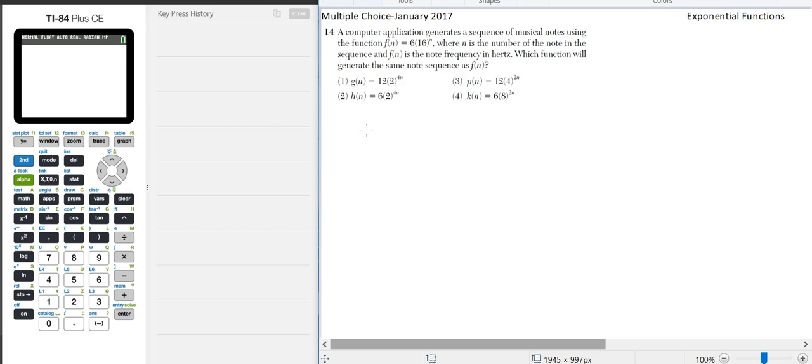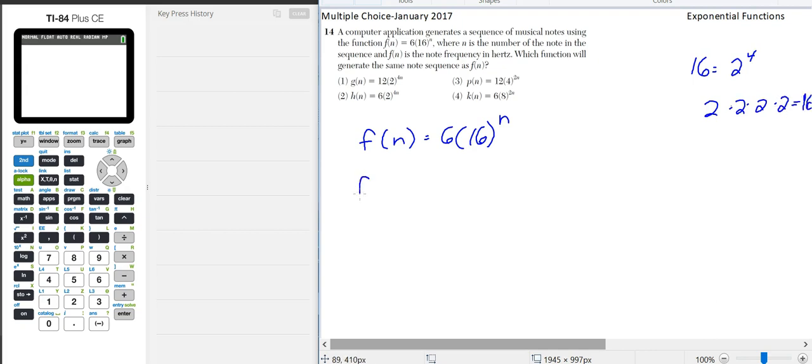So let's rewrite the f of n from the question. f of n is equal to 6 times 16 to the n. We want to rearrange this to resemble either choice 1, 2, 3, or 4. Now, notice that 16 is the same thing as 2 to the 4, because 2 times 2 times 2 times 2 is 16. So we could rewrite f of n as 6 times 2 to the 4 to the n.